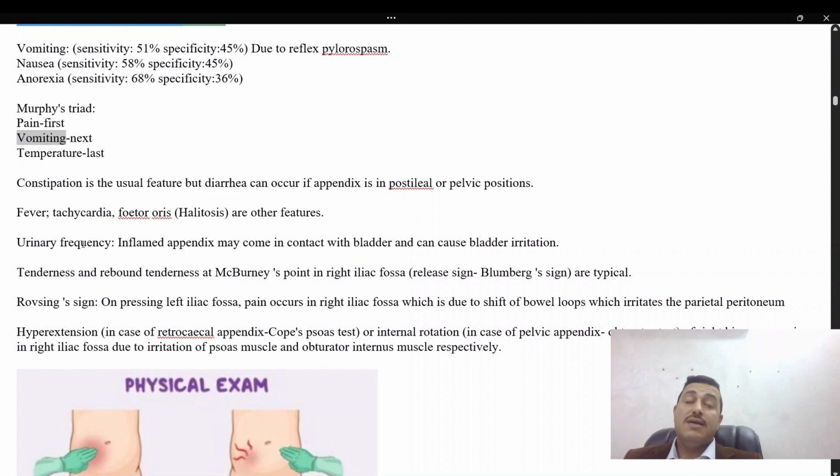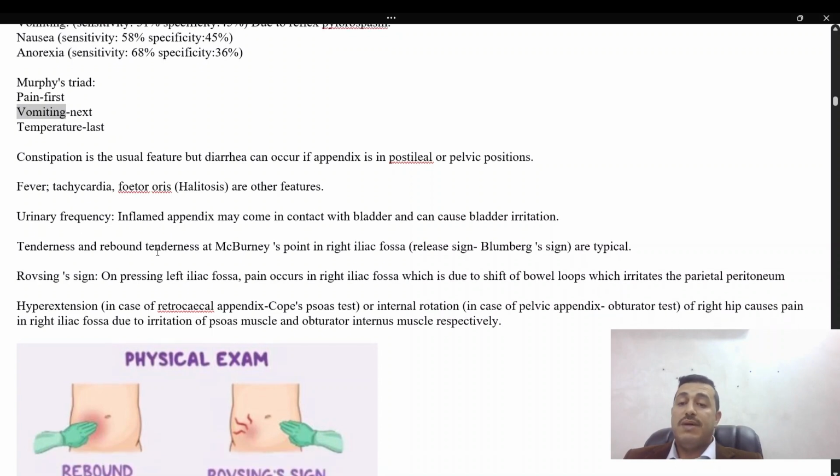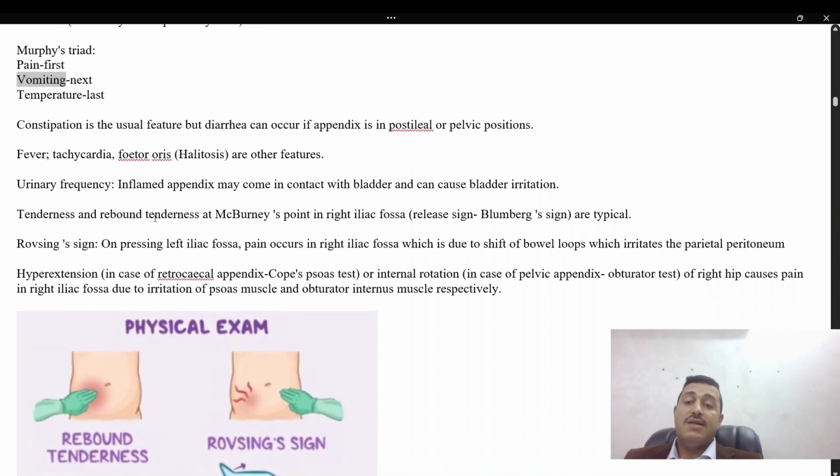Urinary frequency, a picture of UTI, especially when the tip of the appendix gets in contact with the bladder and causes bladder irritation. Tenderness and rebound, tenderness at McBurney point. We will see where McBurney point is exactly.